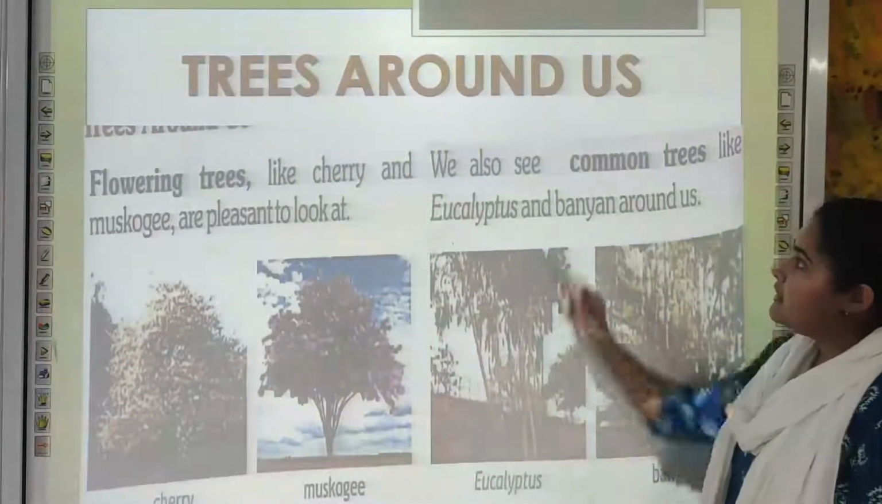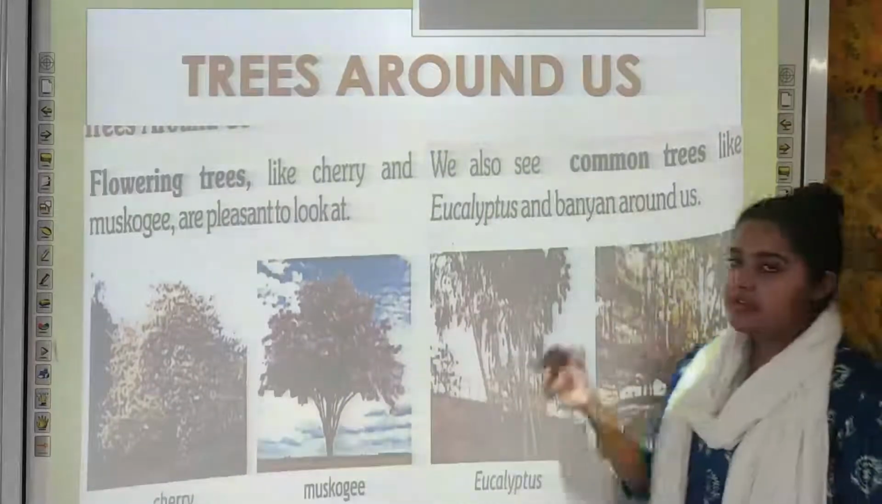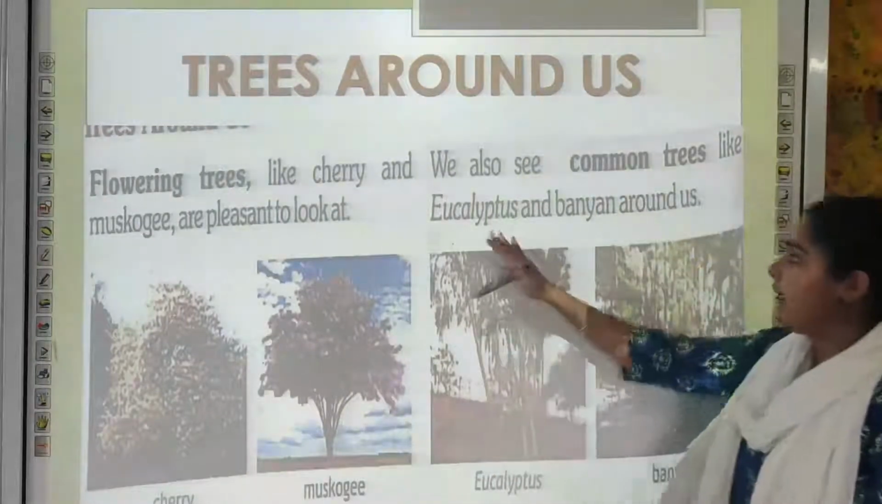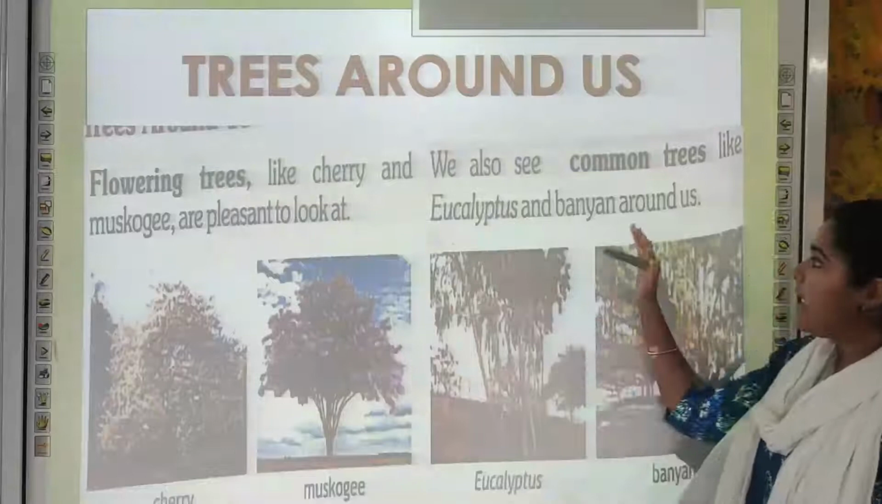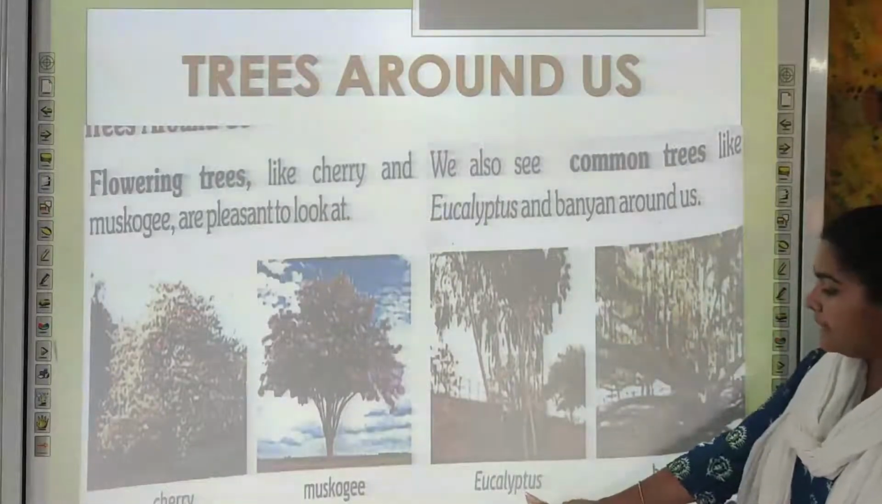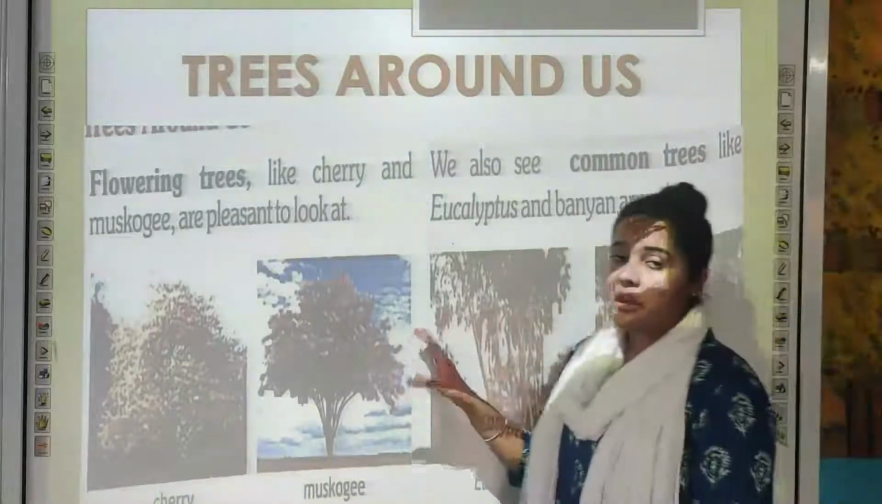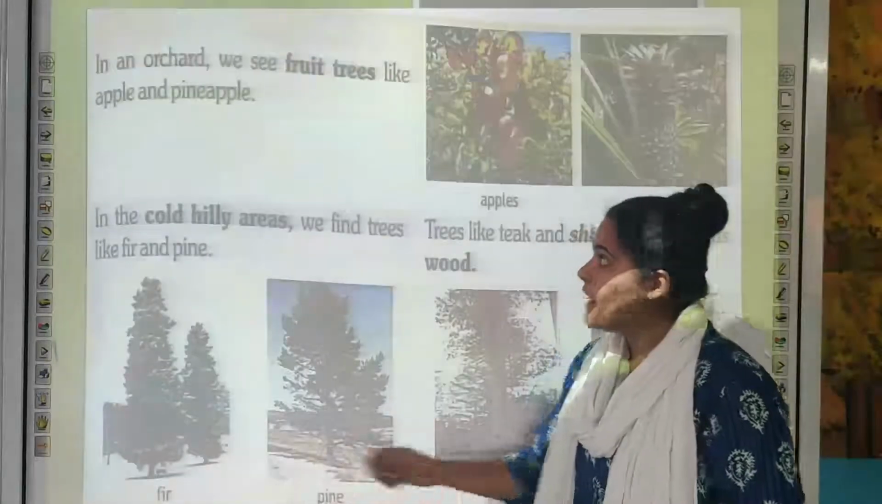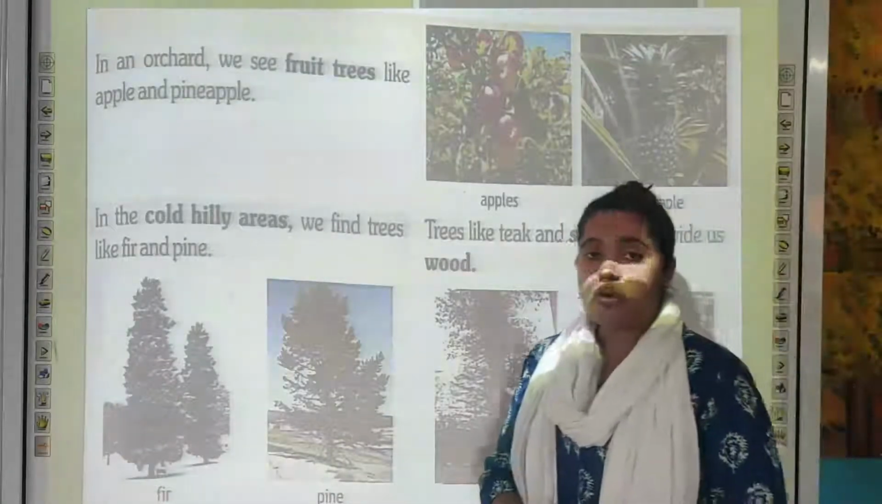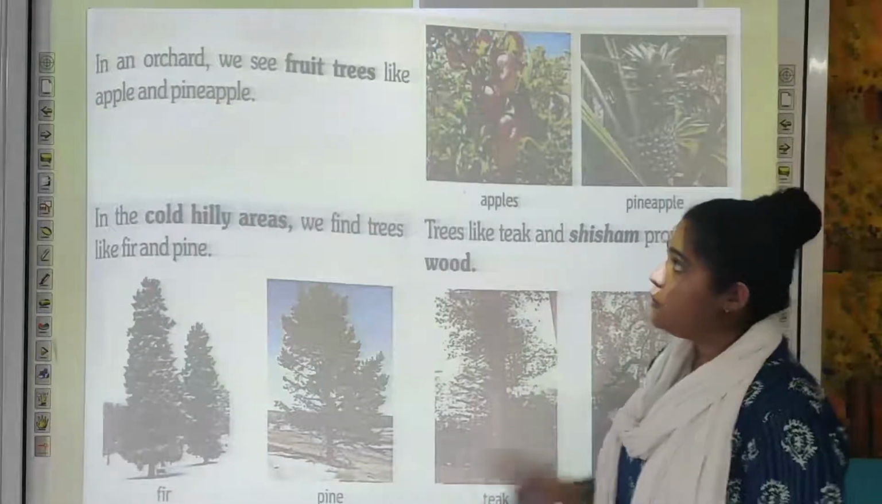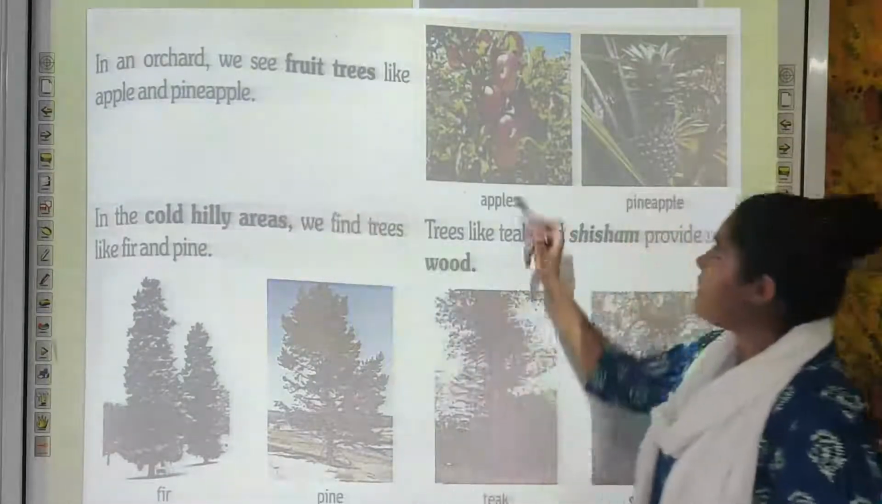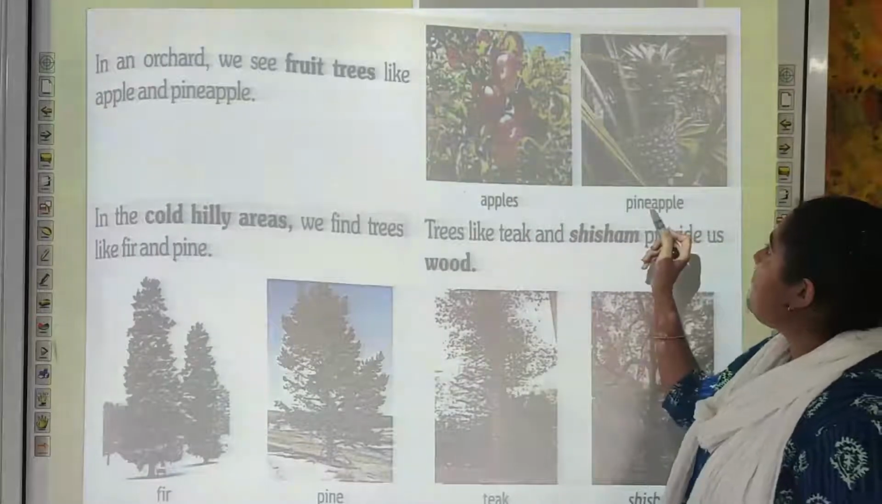The next one is common trees, which we commonly see around us. Examples are eucalyptus and banyan tree. So these are two types of trees which we see in our surroundings. The others are the fruit trees. The fruit trees are the ones which provide us different fruits like apples and pineapples. So here you can see an apple tree and a pineapple tree.